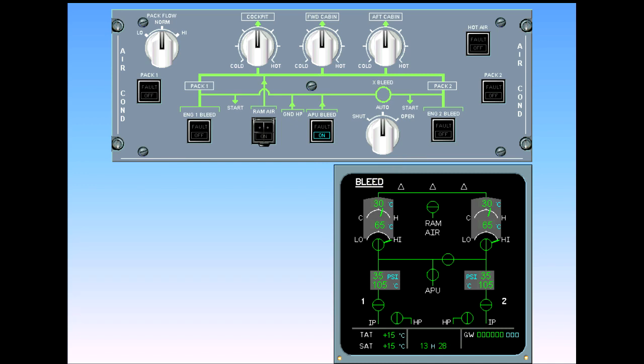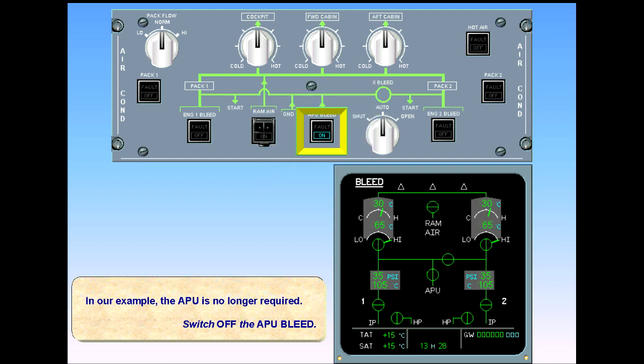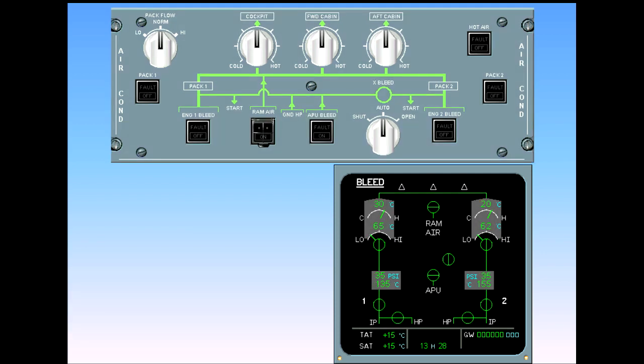In our example, the APU is no longer required. Switch off the APU bleed. When the APU bleed switch is selected off, the APU bleed and cross bleed valves close. The link lines disappear, and both engine bleed valves open, supplying the packs with bleed air.